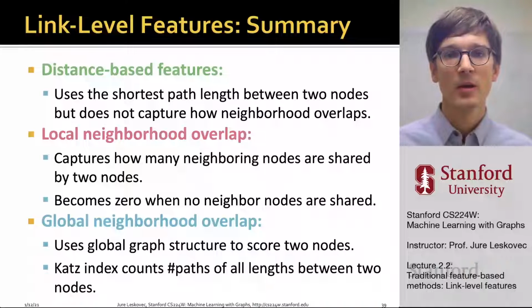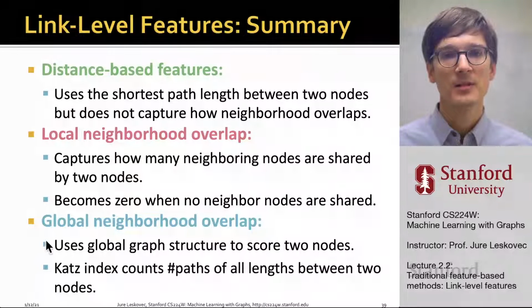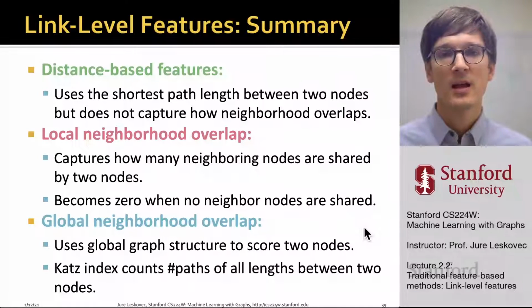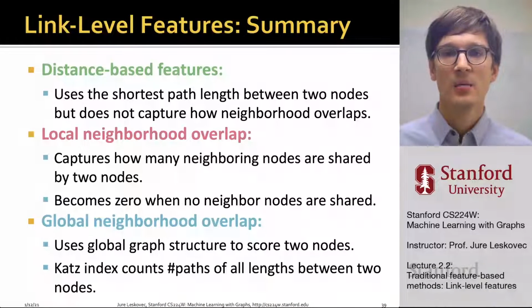So the global neighborhood overlap type metrics, for example Katz, use the global graph structure to give us a score for a pair of nodes, and the Katz index counts the number of paths of all lengths between a pair of nodes, where these paths are discounted exponentially with their length.